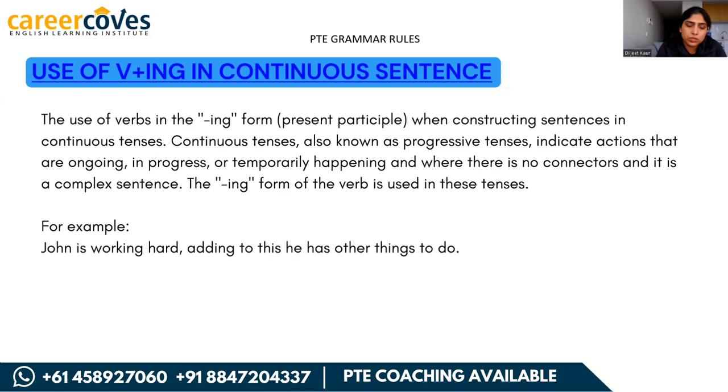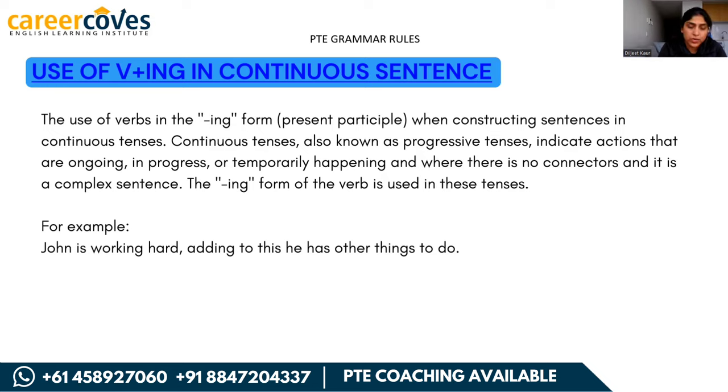Next is about the verb with ing in continuous sentences. So what is it? It is a present participle used in constructing sentences in continuous tenses. Continuous tenses are those which are going on. They are known as progressive tenses that indicate actions that are ongoing, in progress or temporarily happening, and where there are no connectors. The ing form of the verb is used in these sentences. So the full stop should be at the end, but there are no connectors in between. It's a complex progressive tense.